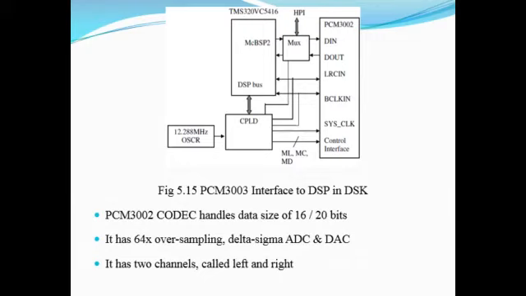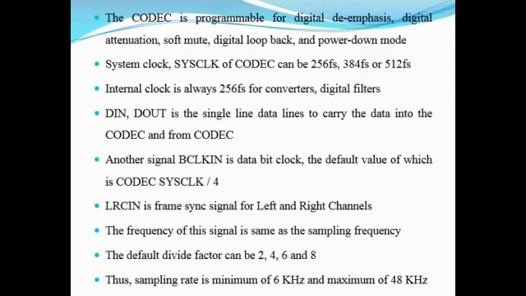Then it has two channels, left and right, which we have already discussed, represented as LCH for the left channel and RCH for the right channel. Coming to the next, the codec is programmable for digital de-emphasis and digital attenuation. These are the applications where we can use the codec along with the DSP interface: soft mute, digital loopback, and power down mode. This is an example of applications which can be considered in a codec.